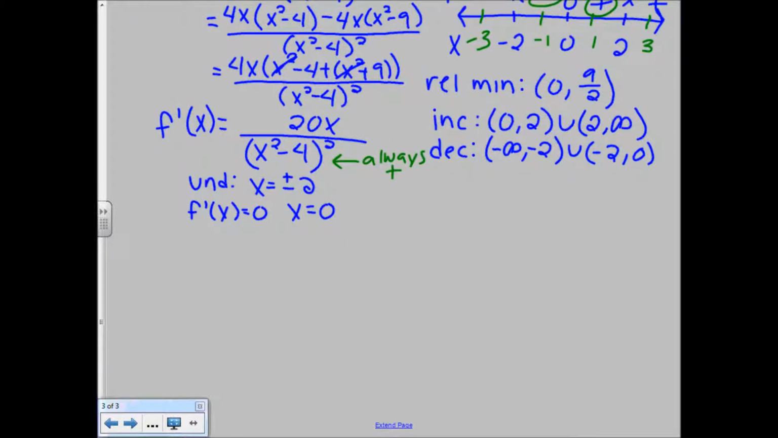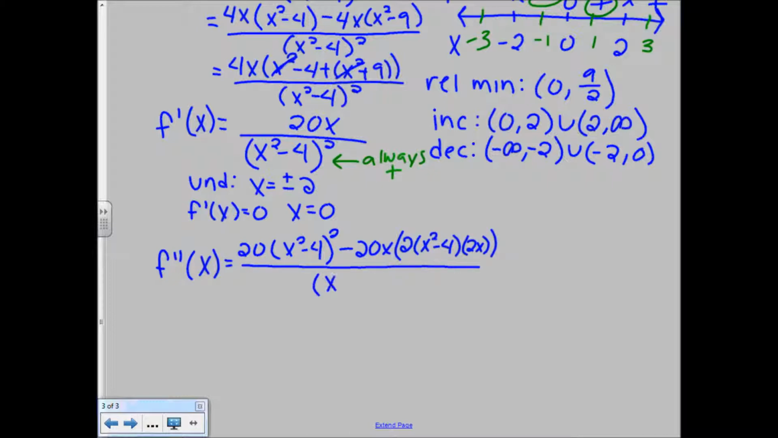So now let's find our second derivative and find out about the concavity and see if we have any inflection points. Again, we're going to use our quotient rule and take the derivative of the first derivative. The derivative of the top is going to be 20 times (x squared minus 4) squared minus 20x, the top, times the derivative of the bottom, where we're going to have to use our chain rule. So we're going to get 2 times (x squared minus 4) times 2x, all over the bottom squared, so that's going to come out to be (x squared minus 4) to the fourth power.